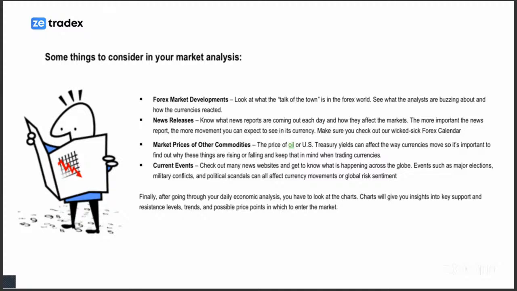Finally, after going through your daily economic analysis, you have to look at the charts. Charts will give you insights into key support and resistance levels, trends, and possible price points at which you need to enter the market.